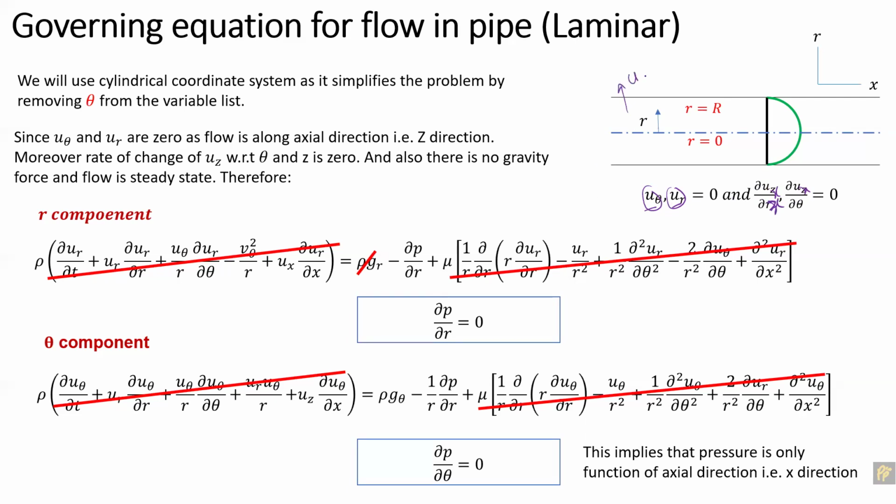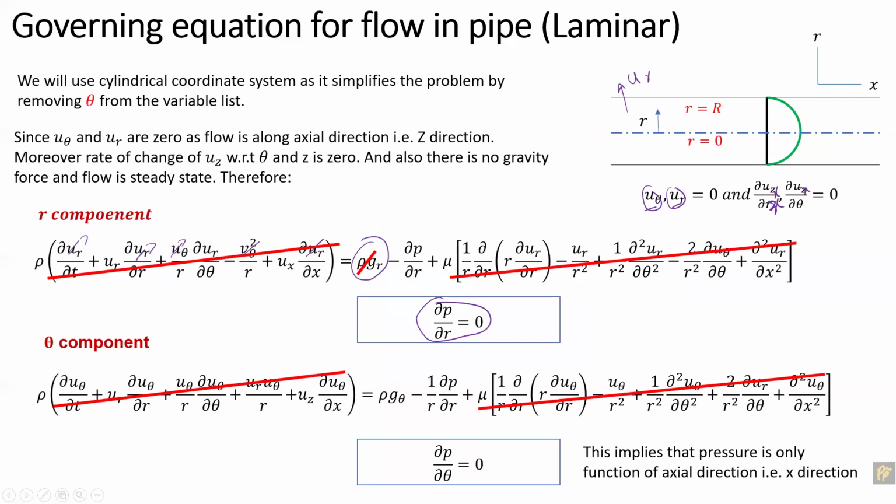Okay, so u r is 0, and there's no velocity along the angular coordinate because the flow is exactly the same in all directions, at all angles. That's why u theta is also 0. So you can see all terms will go to 0. And gravity is not there, so these terms will also be 0. So there's no pressure gradient along the radial direction. Similarly, there's no pressure gradient along the theta direction. It means that the pressure gradient is only along the axial direction, which is the x direction in this case.